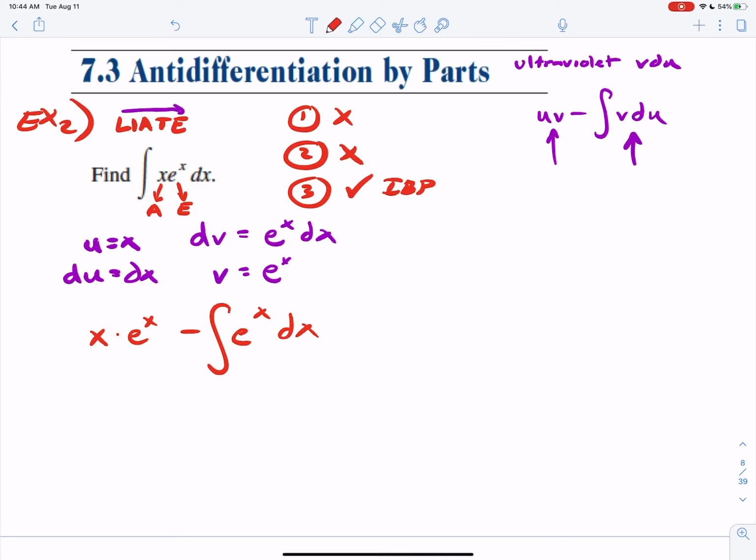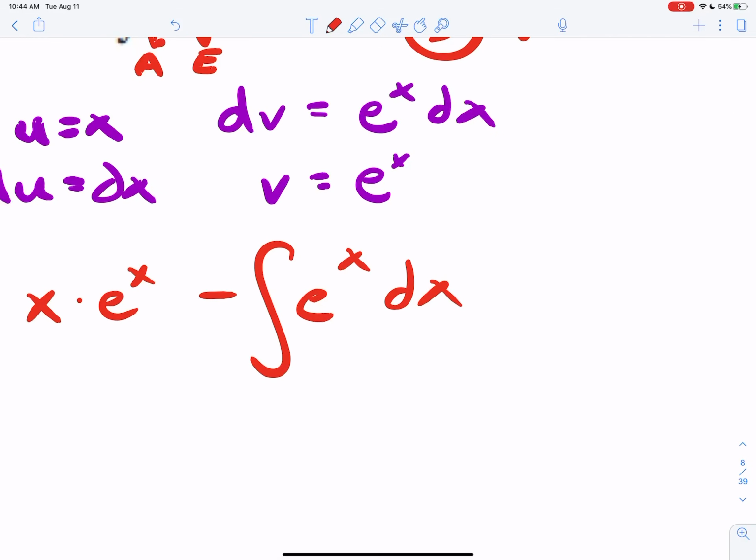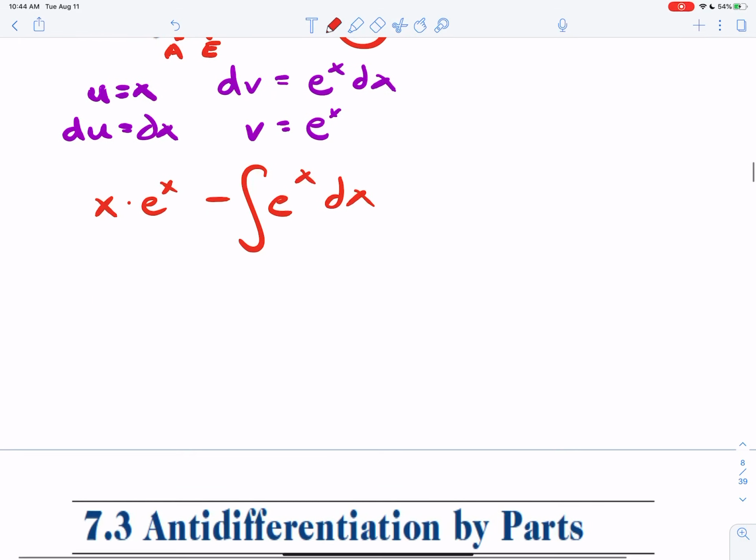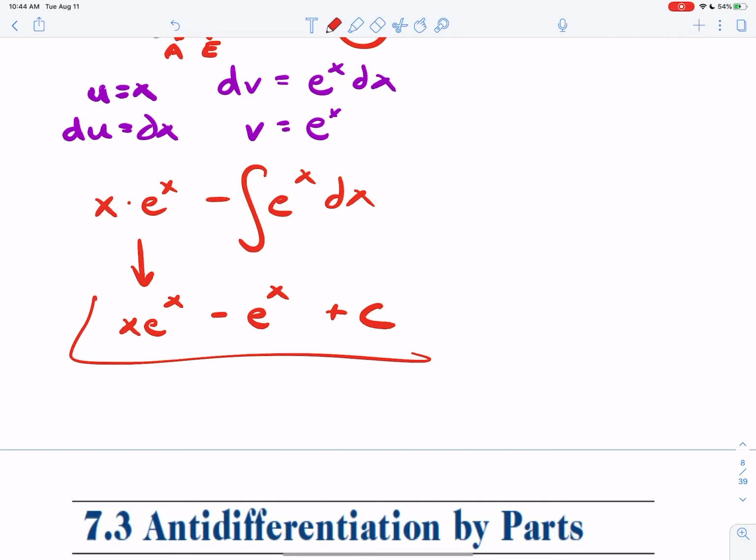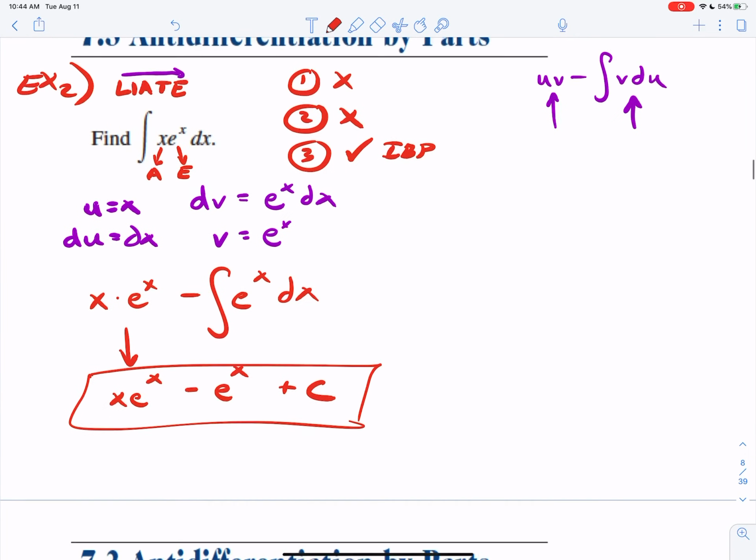Okay, so you're learning all these tricks, you guys, but don't forget, why are we using all these tricks, right? We're hoping to make the integral easier, right? Can I integrate e to the x now? That's a simple integration. So we did make it easier. So here we go. That's just going to be x e to the x minus the integral of e to the x, which is just e to the x. And don't forget your plus c because you're dealing with an indefinite integral, okay?